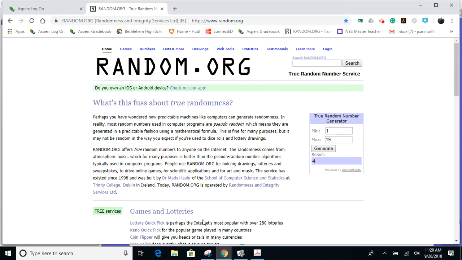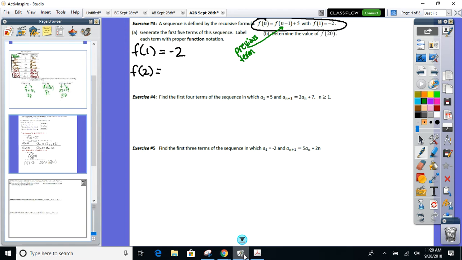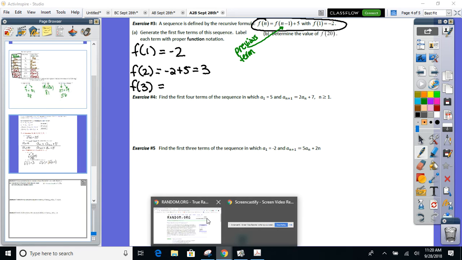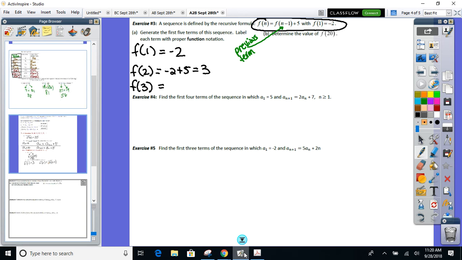What's my second term in this sequence? 3. How'd you get it? -2 plus 5 equals 3. And you don't need to show this. Once you get the pattern, you're on a roll now. How do I find the third term now? What am I doing to find the third term? To what? The previous term. I don't go back to the original. Go back to the previous term. 3 plus 5. So the next term in this sequence is 8.